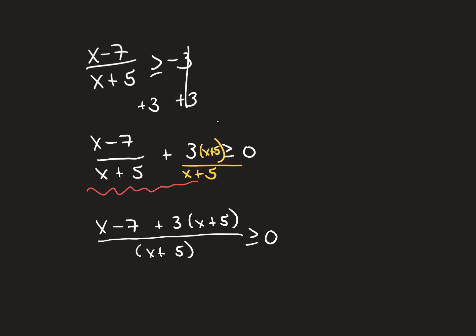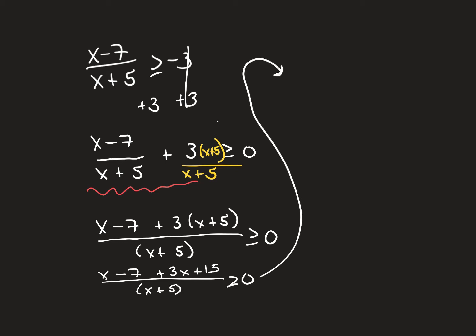If I clean up that top, I'm going to get x minus 7 plus 3x plus 15 all over x plus 5. So I can put the x's together. I get 4x plus 8 over x plus 5 greater than or equal to 0.